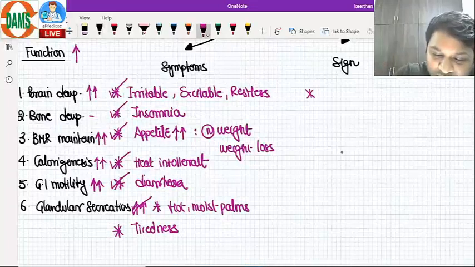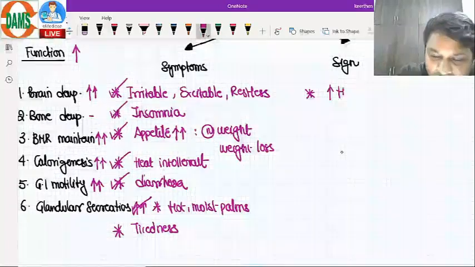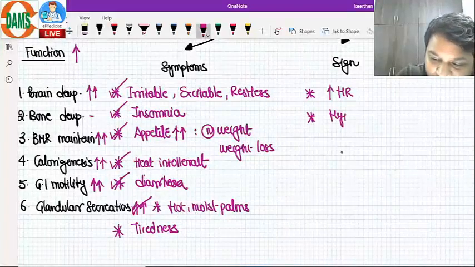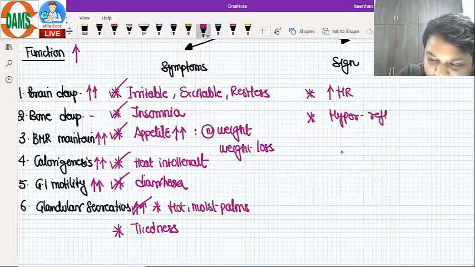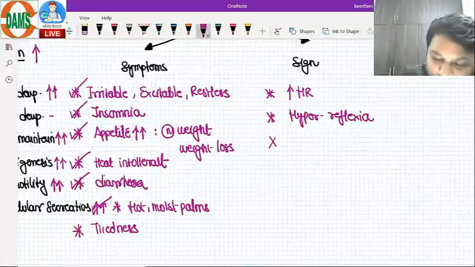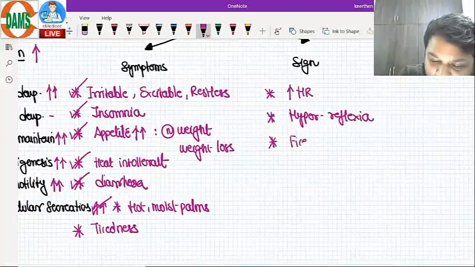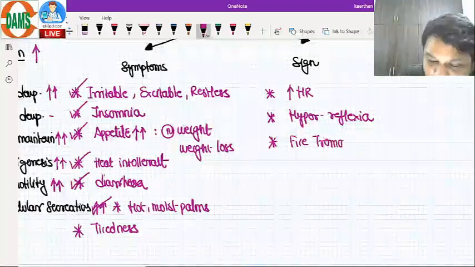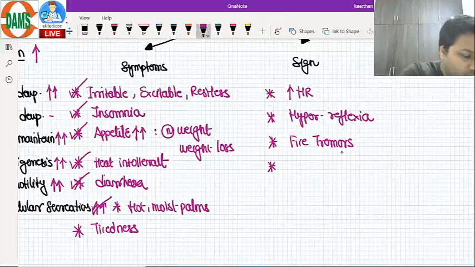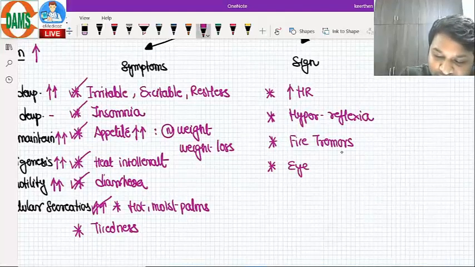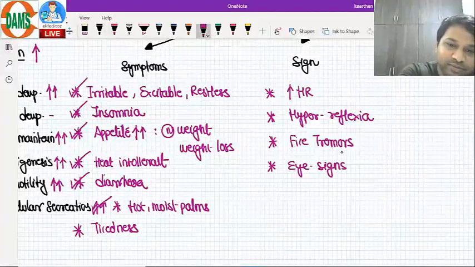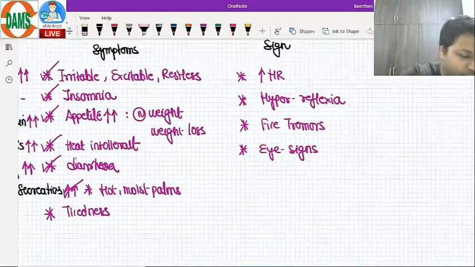When we talk about fast, the patient is going to have tachycardia, that is increased heart rate. The patient is going to have hyperreflexia. The patient will develop fine tremors. The patient is going to have specific eye signs, which I'll cover in a while.